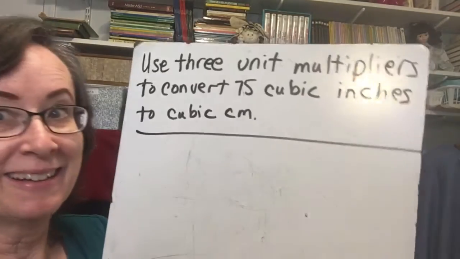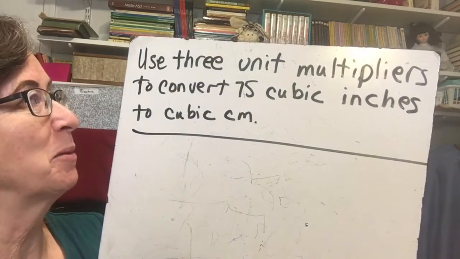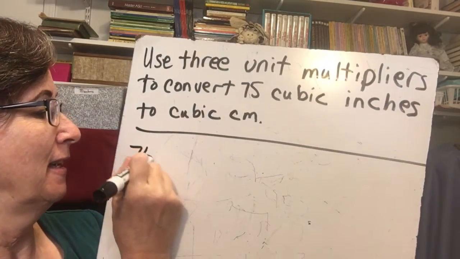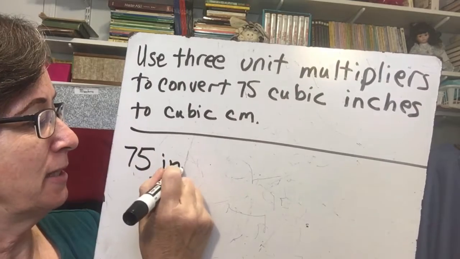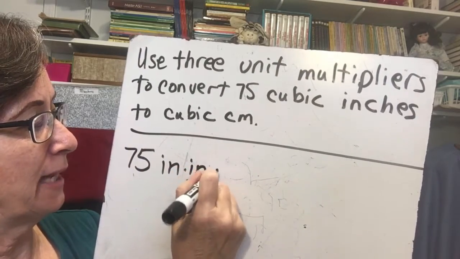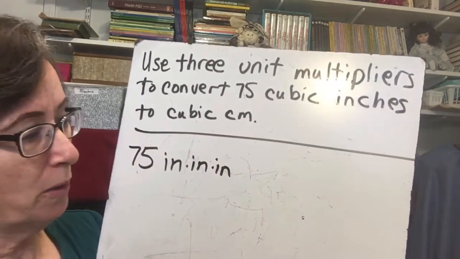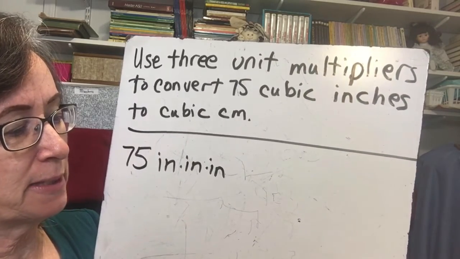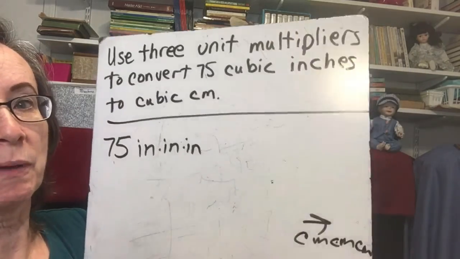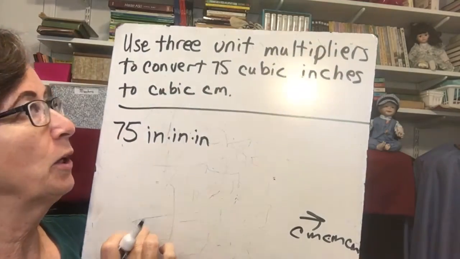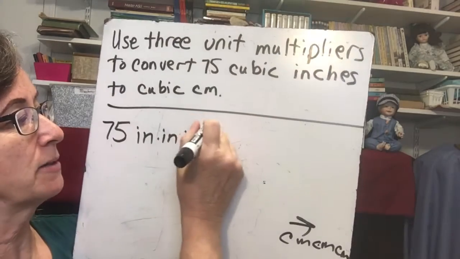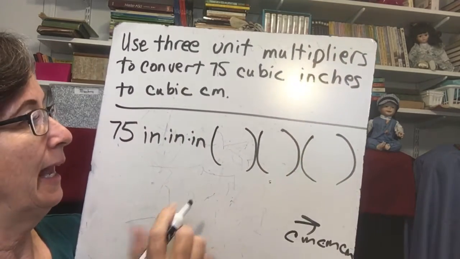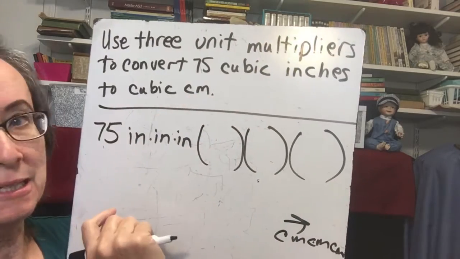Okay, so next to the last practice problem, use 3 unit multipliers to convert 75 cubic inches. So that's inches times inches times inches. Our goal is cubic centimeters, which is centimeters times centimeters times centimeters. So that's where we're trying to go. But we're going to use 3 unit multipliers. So 1, 2, 3. And we're trying to get to centimeters.